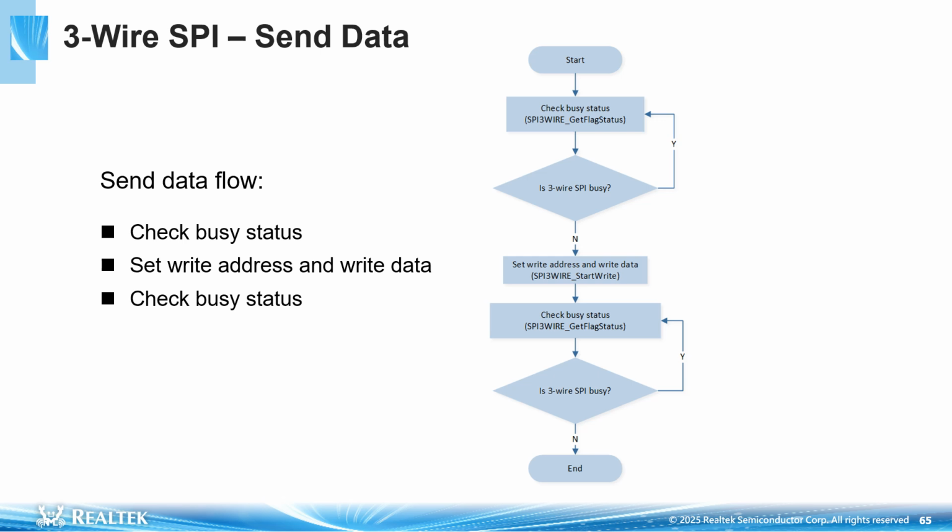The operation flow of sending data by 3-wire SPI is shown in the figure. First, check whether 3-wire SPI is in busy state. When 3-wire SPI is in idle state, call function SPI 3-wire start write to write address and data, and then call function SPI 3-wire get flag status to wait for 3-wire SPI to be in idle state.